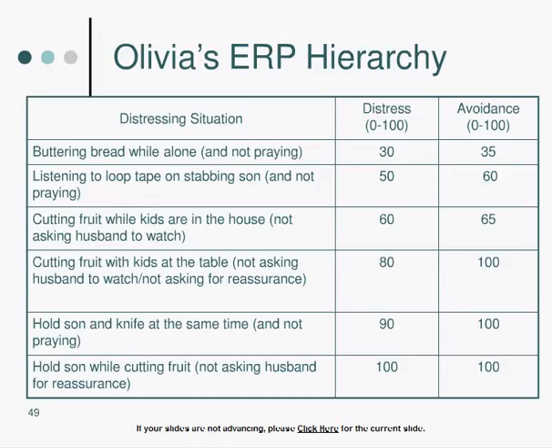And now I want to get back to Olivia. She is a young mom we were talking about just a few minutes ago, the young mom with the harming fears, the lady who was afraid that she might be hurting her baby. And you can see what her exposure and response prevention hierarchy might look like.